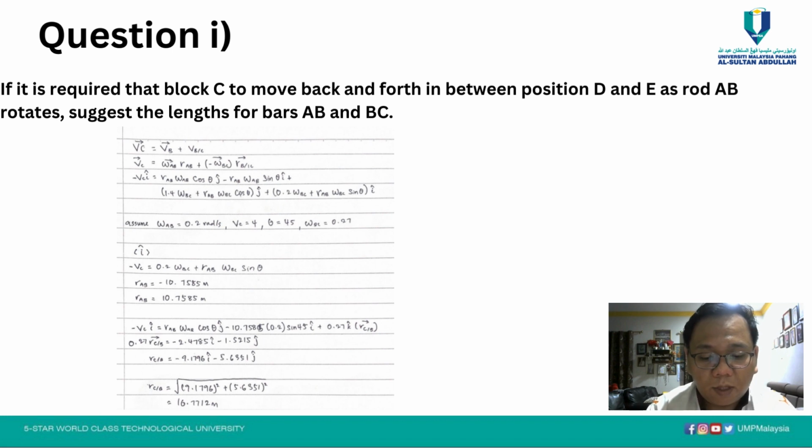So RCB equals the square root of 9.1796 squared plus 5.6351 squared. The RCB is 10.7712 meter.